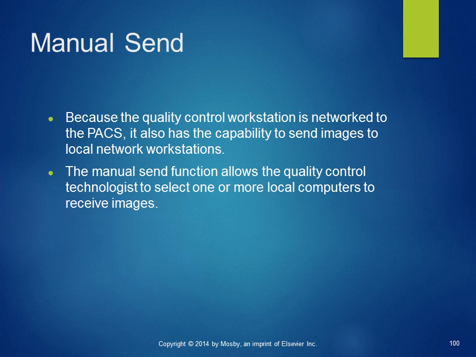Manual send. Because the quality control workstation is networked to the PACS, it also has the capability to send images to the local network workstations. The manual send function allows the quality control technologist to select one or more local computers to retrieve or receive images.